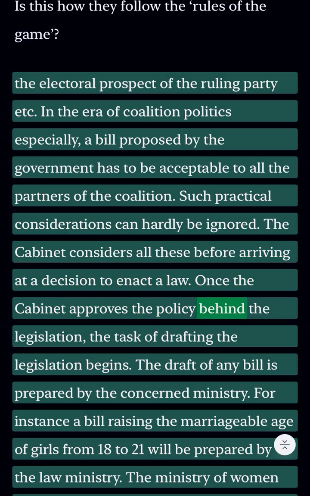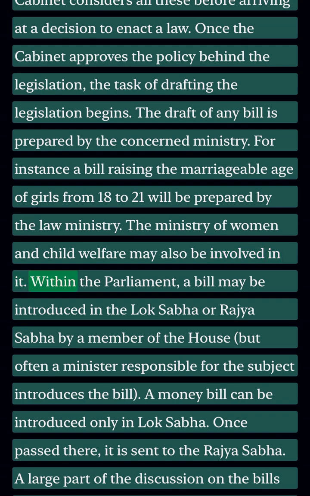Once the Cabinet approves the policy behind the legislation, the task of drafting the legislation begins. The draft of any bill is prepared by the concerned ministry. For instance, a bill raising the marriageable age of girls from 18 to 21 will be prepared by the Law Ministry. The Ministry of Women and Child Welfare may also be involved in it.